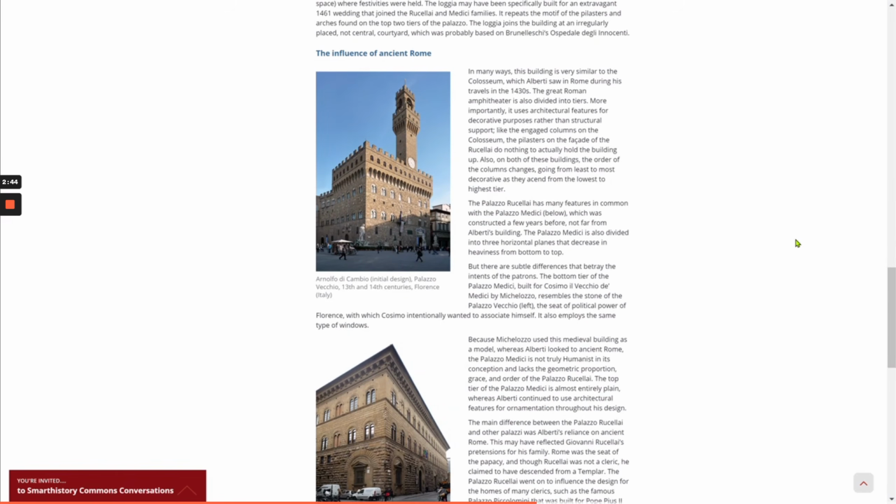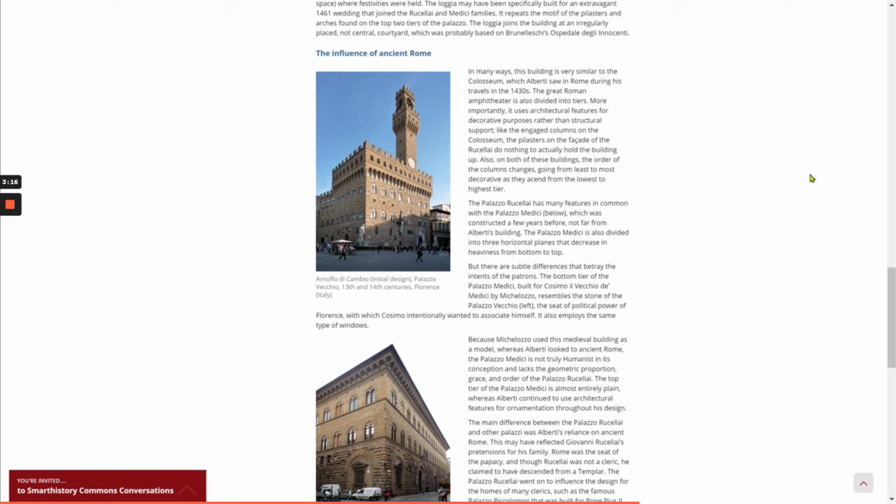Going back to discussing the palazzo itself. In many ways, this building is very similar to the Colosseum, which Alberti saw in Rome during his travels in the 1430s. The great Roman amphitheater is also divided into tiers. More importantly, it uses architectural features for decorative purposes rather than structural support, like the engaged columns on the Colosseum. The pilasters on the facade of the Rucellai do nothing to actually hold the building up. Also, on both of these buildings, the order of the columns changes, going from least to most decorative as they descend from the lowest to the highest tier.